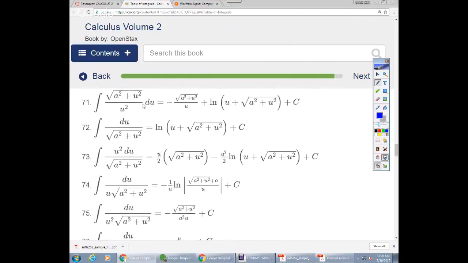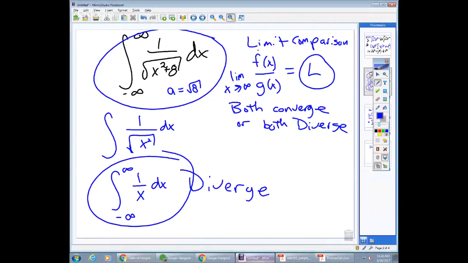Oh, there it is right there. And does this function look familiar here? The natural log of u plus the square root of a squared plus u squared? Yeah, I'm pretty sure that's the inverse arcsinh. So let's think about ours for a minute. We have the natural log of u plus square root of a squared plus u squared. So that means we do have an antiderivative here.